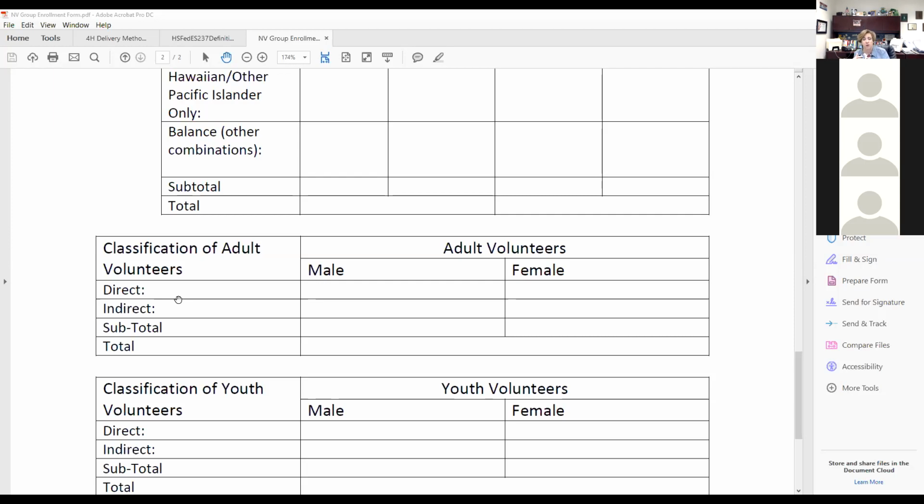At one time, they may have been working directly with kids, but they don't necessarily at that time. So if they work with kids, then they're a direct volunteer. If they do not work with kids, they're indirect. So in this case, say, 4-H Day at the legislature. You may have a volunteer that helped organize that event but didn't necessarily attend the event. That's where you would consider an indirect volunteer.